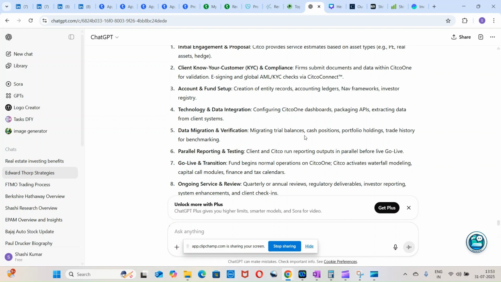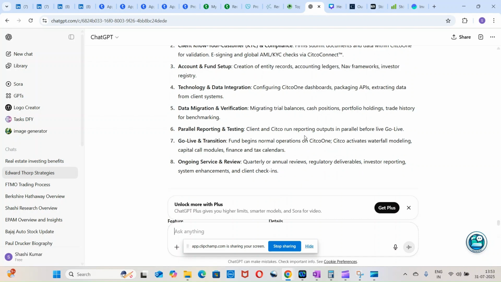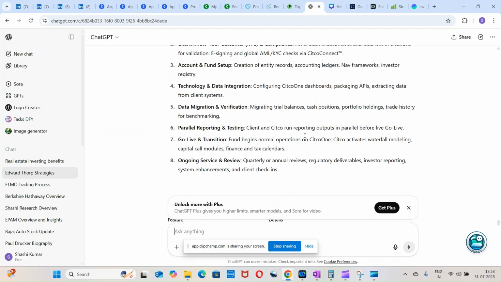So once they get the proposal and KYC compliance is done, the account and fund are set up, then technology, data integration, and data migration and verification are done. Then some parallel testing will be done between client and CITCO before go live. Once it's okay, then go live and transition will be done. The fund begins normal operations on CITCO One. CITCO activates waterfall modeling, capital call modules, and finance and tax calendars.